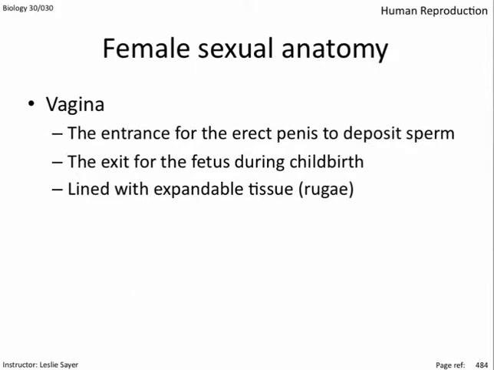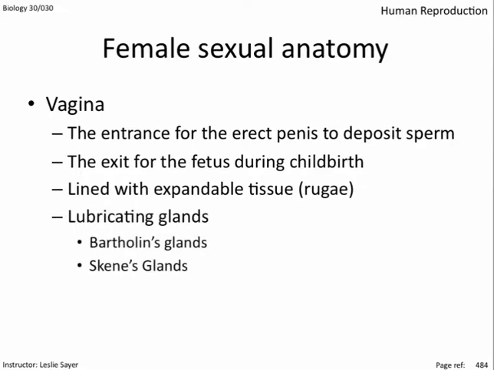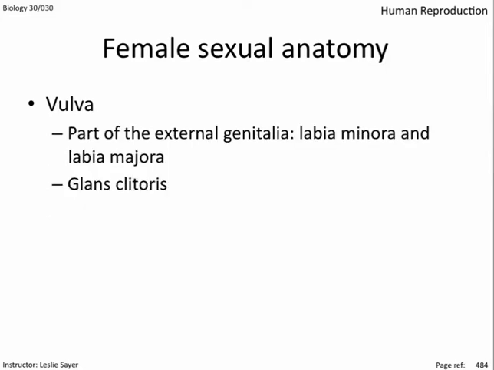The vagina is the entrance for the erect penis to deposit sperm. It's also the exit for the fetus during childbirth, and it's lined with expandable tissue, or rugae. There are lubricating glands of the vagina, called the Bartholin's glands and the Skene's glands. And the vulva, part of the external genitalia, is made up of the labia minora and labia majora, as well as the glans clitoris.